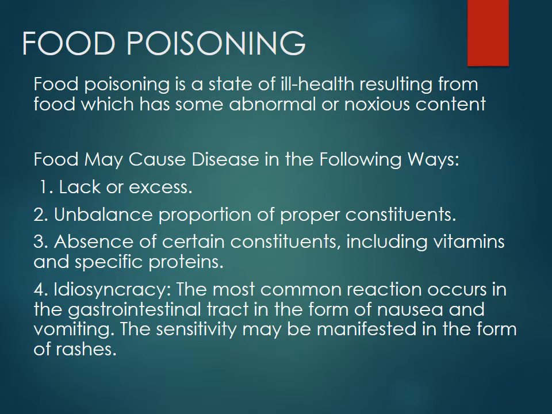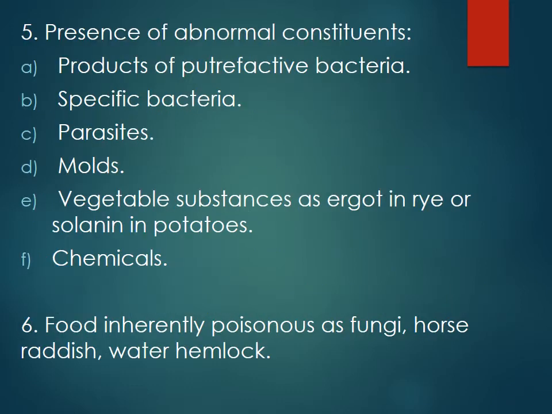Next, unbalanced proportion of proper constituents. Third, absence of certain constituents including vitamins and specific protein. The food has no nutrients. Fourth, idiosyncrasy. The most common reaction occurs in the gastrointestinal tract in the form of nausea and vomiting. The sensitivity may be manifested in the form of rashes. Fifth, presence of abnormal constituents like products of putrefactive bacteria, specific bacteria. The food is dirty and has these elements. Parasites, molds, vegetable substances as ergot in rye or solanine in potatoes, chemicals. Sixth, food inherently poisonous as fungi, horseradish, water hemlock.